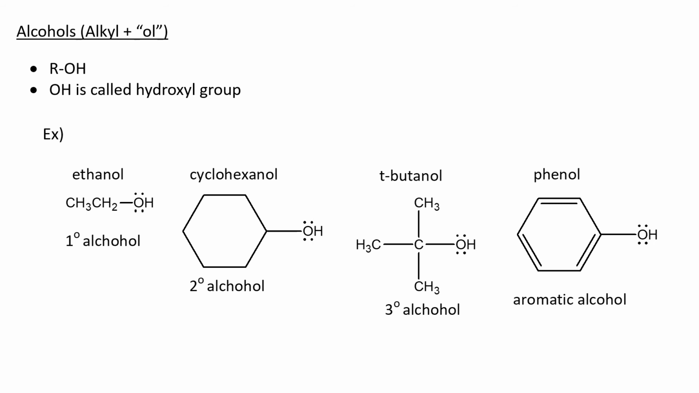Alcohols simply have an OH group. Now we're going to see the OH group again with carboxylic acids, but an alcohol is simply an OH group on a carbon chain. The OH group is also called a hydroxyl group. A few examples would be ethanol. That's a primary alcohol because if we look at the OH group, find the carbon it's attached to, and ask yourself how many carbons are attached to it. Just one, so it's primary.